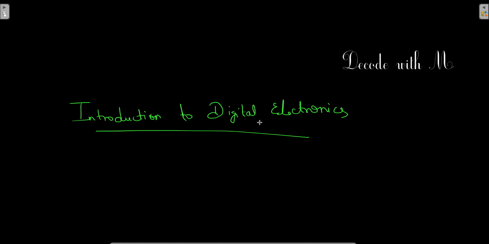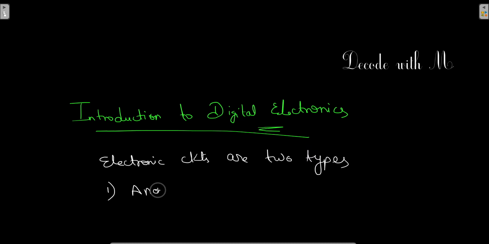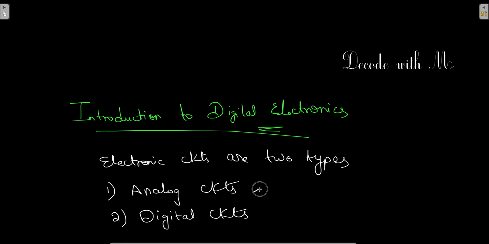Before discussing what is digital electronics, first we have to learn about what electronic circuits are and how many types there are. Electronic circuits are of two types. First one, analog circuits. Second one, digital circuits. Now, what are analog circuits and what are digital circuits?